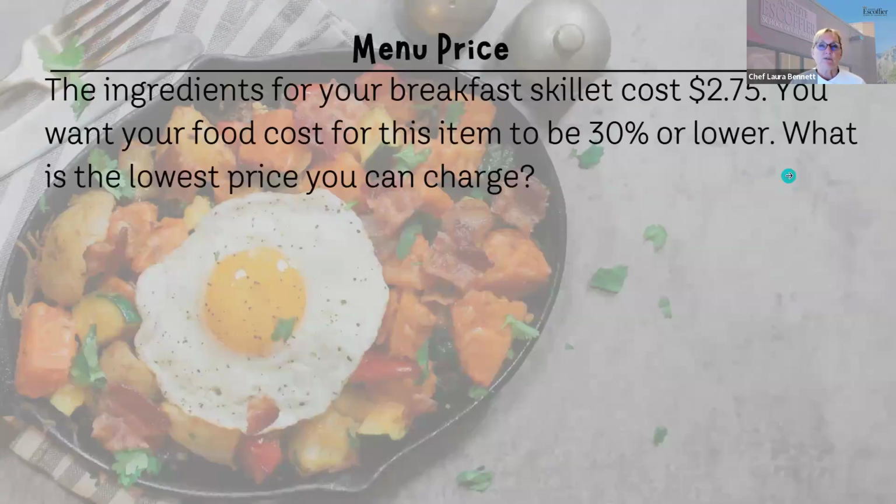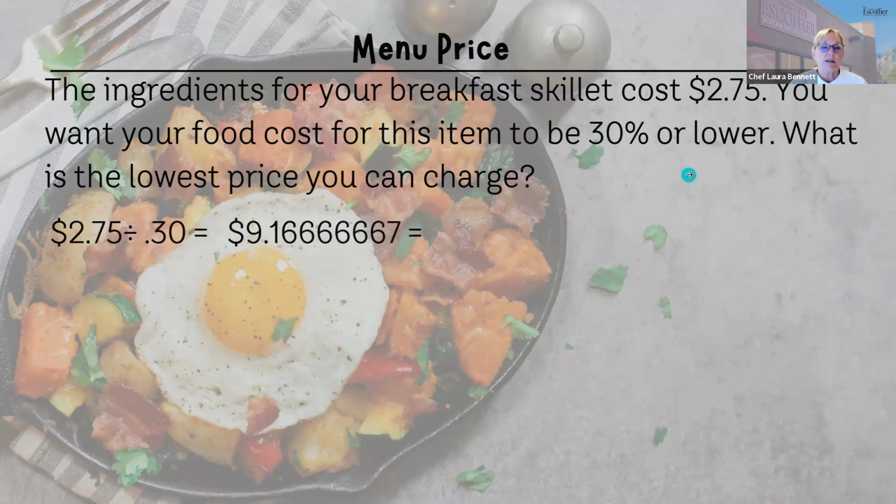The ingredients for your breakfast skillet cost $2.75. You want your food cost for this item to be 30% or lower. Again, what can you charge for it? $2.75 divided by 0.30 gives me my menu price, and I'm going to round it to the nearest cent, which is $9.17.